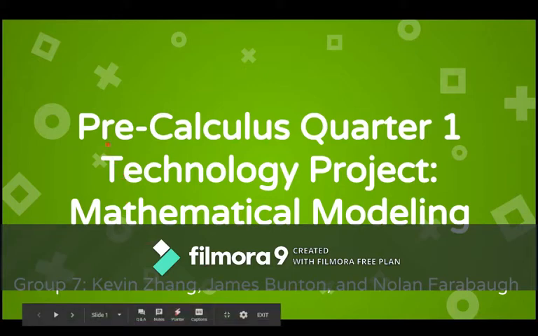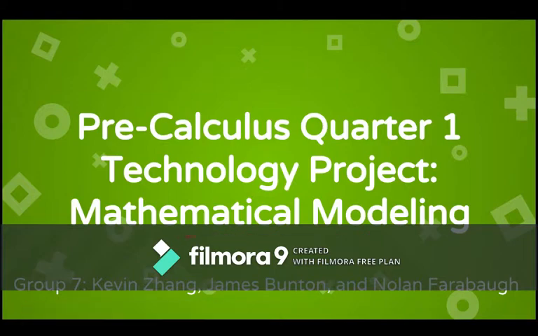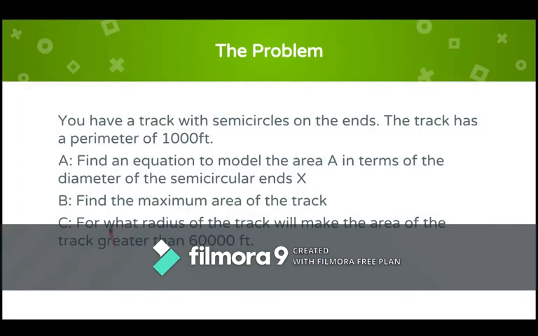Alrighty, this is our pre-calculus quarter 1 technology project, mathematical modeling. We were group 7, we had problem 7. So the problem was, we have a track with semicircles on the ends. The track has a perimeter of 1,000 feet.